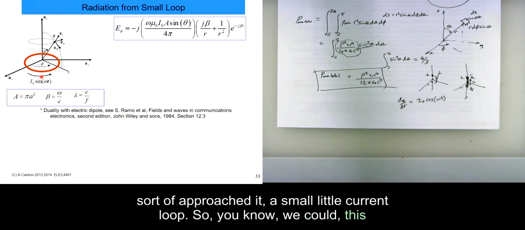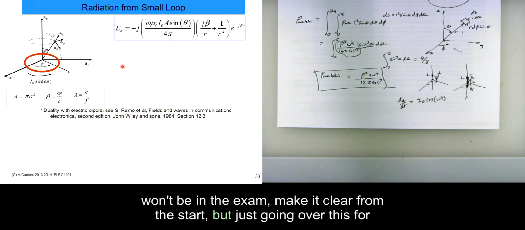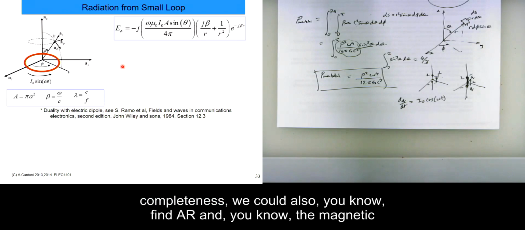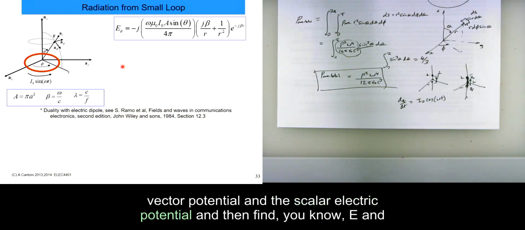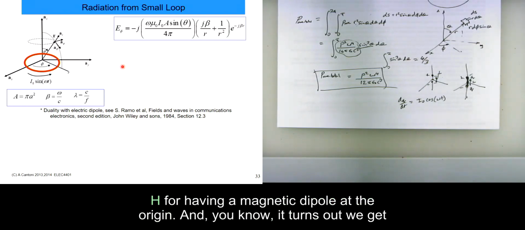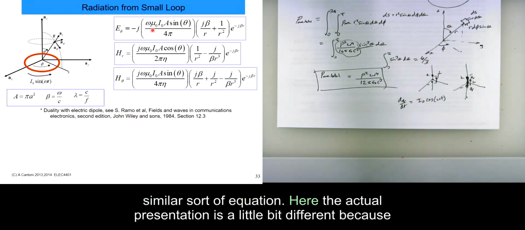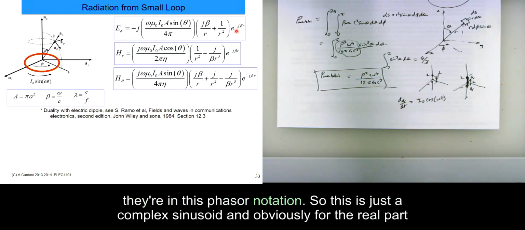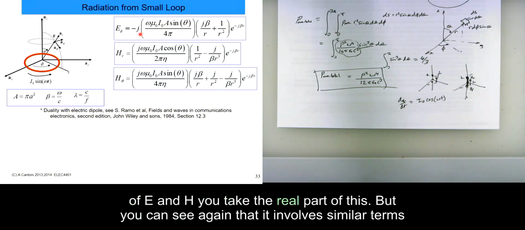This won't be in the exam, to make it clear from the start, but I'm just going over this for completeness. We could also find A, the magnetic vector potential, and the scalar electric potential, and then find E and H for a magnetic dipole at the origin. It turns out we get similar equations here. The presentation is a little different because we've got this phasor notation, which is just a complex sinusoid. Obviously for the real part of E and H, you take the real part of this.